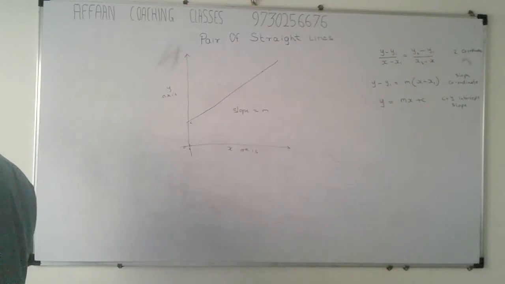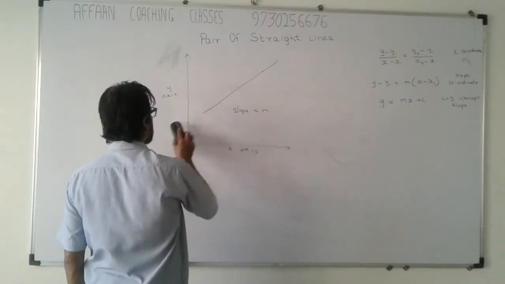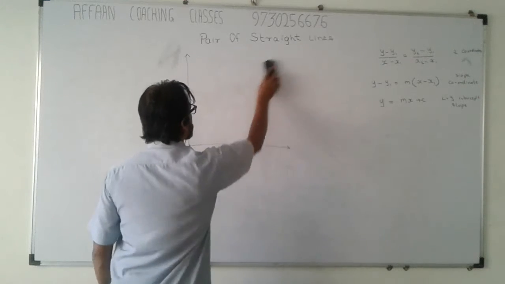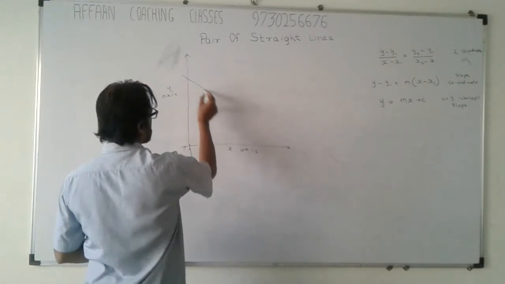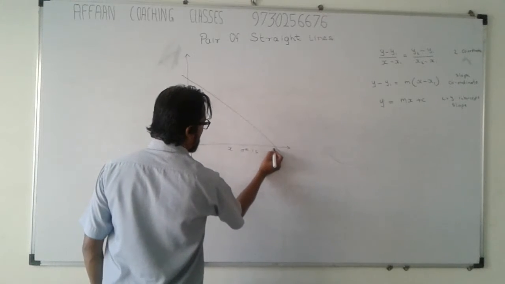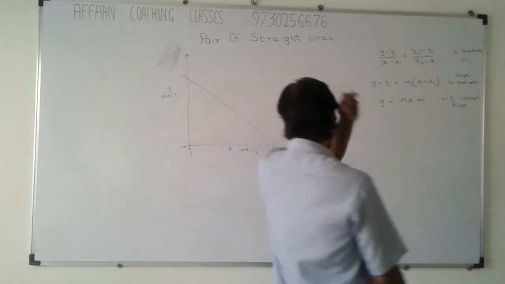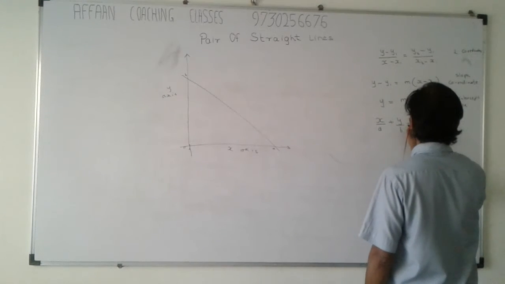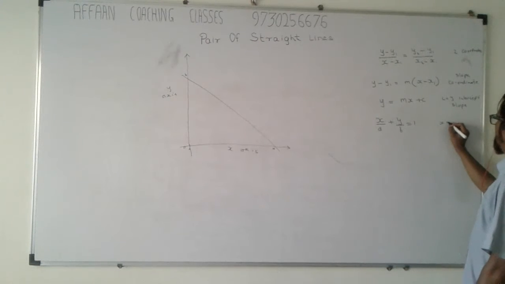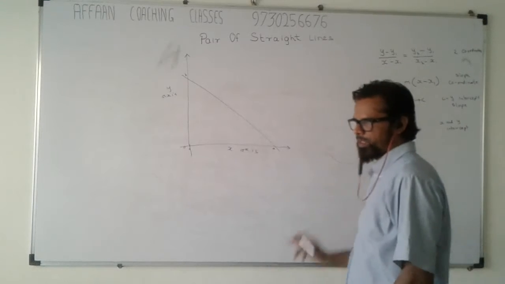If you have a line which is cutting the x-axis as well as the y-axis, making intercepts, this is at A and this is at B. When a line makes two intercepts, you will have x upon a plus y upon b is equal to 1. जब आपके पास x एंड y इंटरसेप्ट्स है, x इंटरसेप्ट इज a एंड y इंटरसेप्ट इज b, क्लियर?